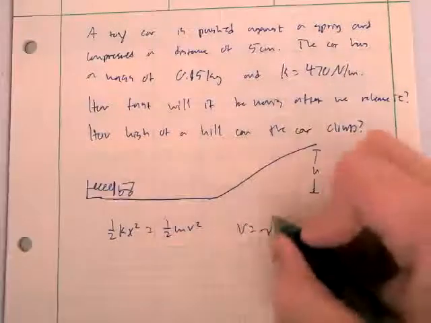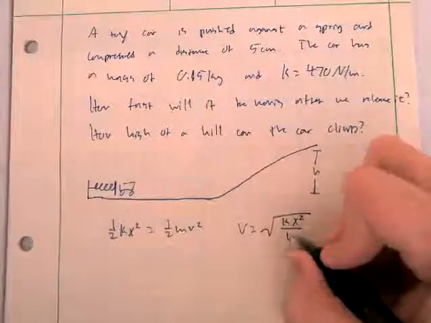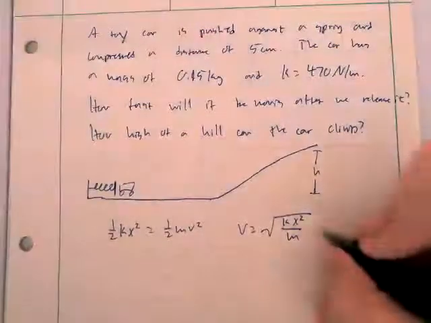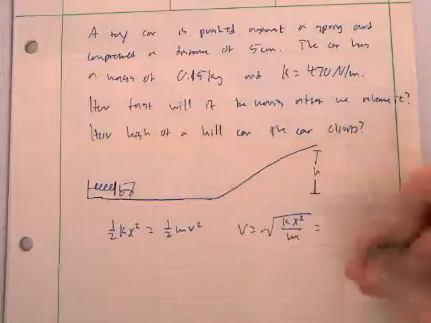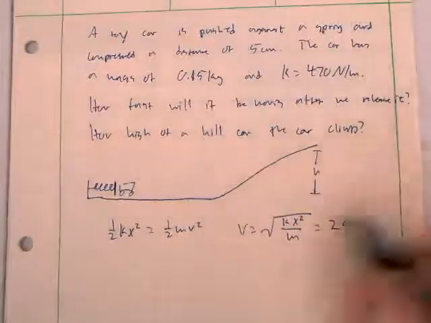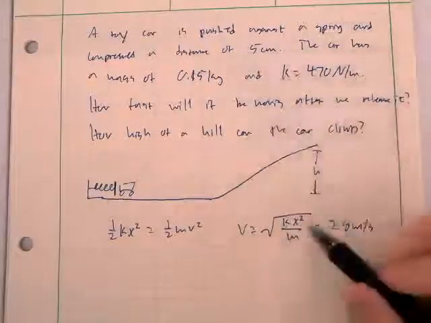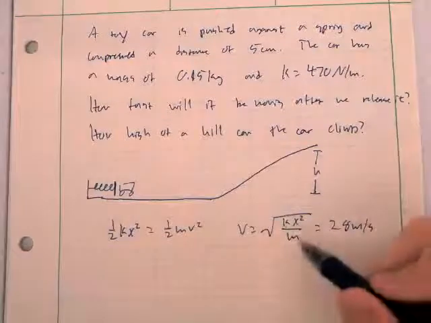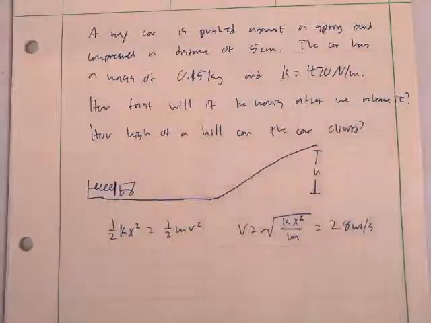The 1/2 cancels out. v is the square root of kx squared over m, and this is going to be about 2.8 meters per second. So we have 470 times, make sure you remember this is 5 centimeters, so it'd be 0.05 squared, divided by 0.15 kilograms. Take the square root of that, and you should get about 2.8 meters per second.